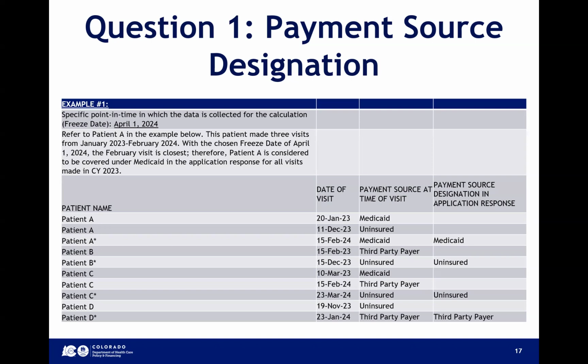Looking at patient B, they were seen twice, February 15th, 2023, and again December 15th, 2023. The December 15th, 2023 appointment is closest to that April 1st freeze date, at which point in time they were uninsured. So uninsured would be their payment source designation in the application response.